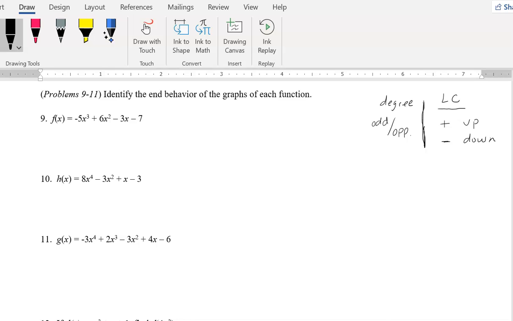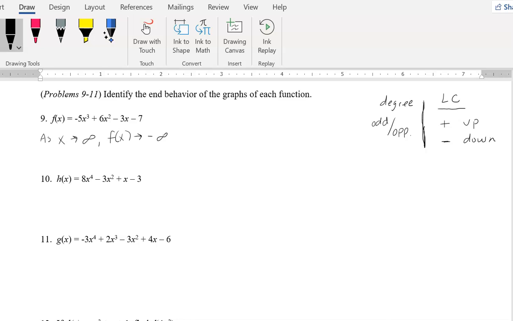Okay, so let's just take a look. All right, so look at the lead coefficient, and we'll take care of the right side first. So the lead coefficient is negative. So that means that I'm going to describe the right end like this. As x approaches positive infinity, that's moving to the right. Since the lead coefficient is negative, that means it's going down on the right. The function is going down.